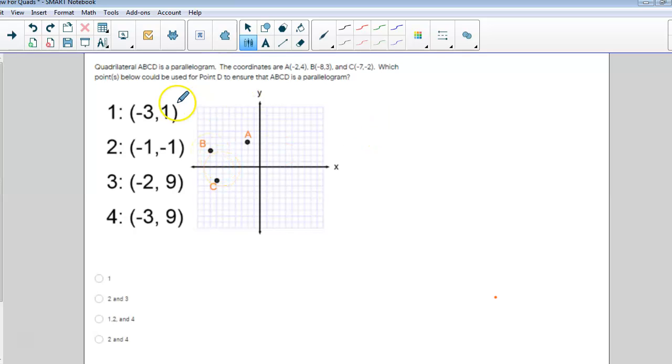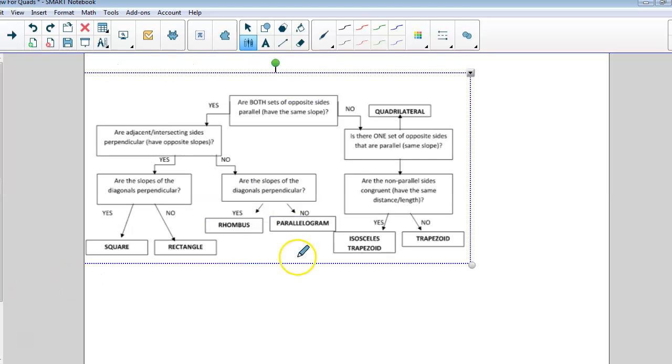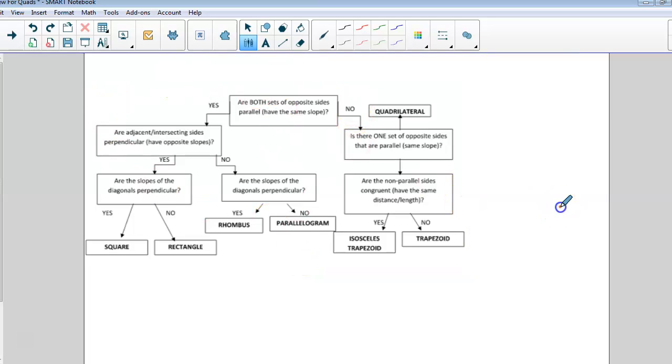And it says which point or points below could be used for point D in order to ensure that ABCD is a parallelogram. So if you recall from our lesson on this, we are going to use the slope to figure out what we need for parallelograms. So this was the chart that you had from your notes, okay? And so what we're looking for in order for it to be just a parallelogram is that both sets of opposite sides are parallel, which means that they are going to have the same slope.